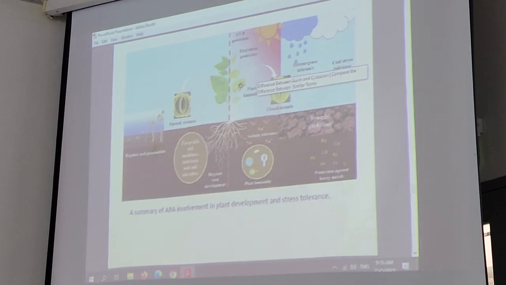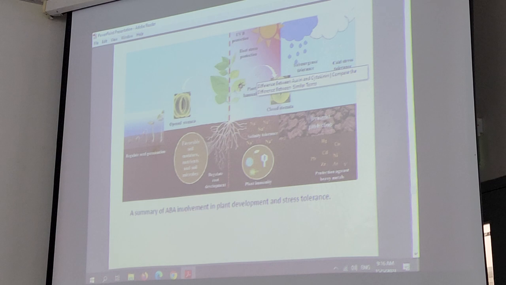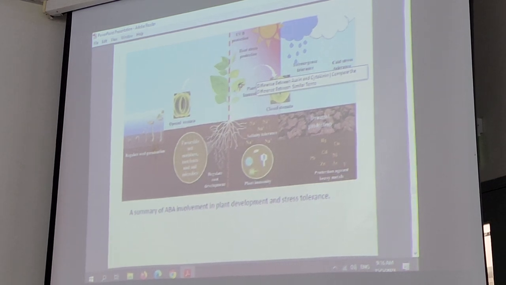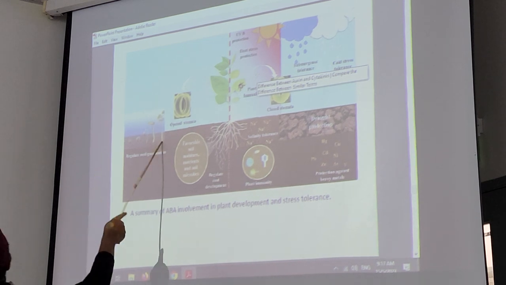GA. You see, GA and ABA have a kind of antagonistic effect. One higher, the other one will be lower. Kind of like auxin and cytokinin. There is a pairing. Auxin pairing with cytokinin, the action. One high, the other lower, something will happen. For ABA, the pairing is with gibberellin when it comes to seed germination.